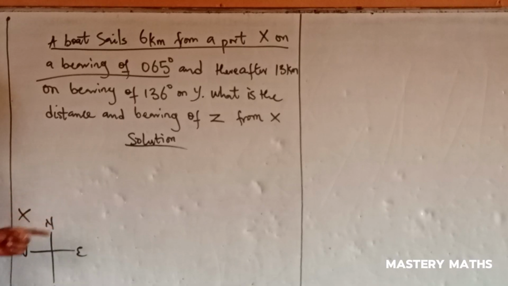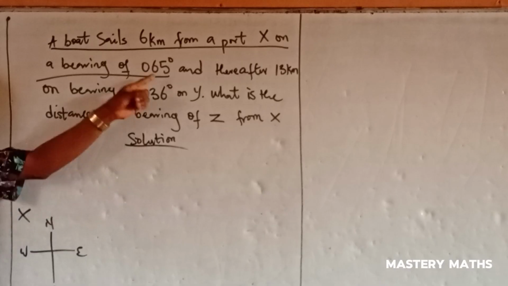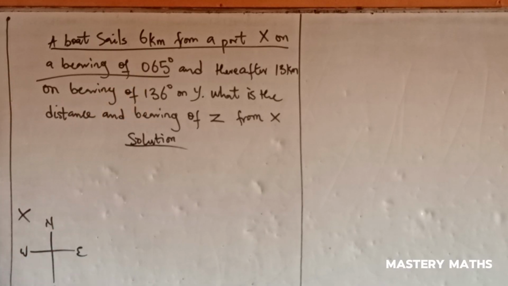And now they said the boat is coming out from this port X on a bearing of 65 degrees. Now where do you think the 65 degrees will be coming out from? Starting from the north, the 65 degrees will be coming out from the northeast. The boat will come out from the northeast using 65 degrees. And we said that from here to here is 90 degrees. Now from here to here is 90 degrees. 65 degrees is in between north and east. So what we do, we said from here to here is our 65.